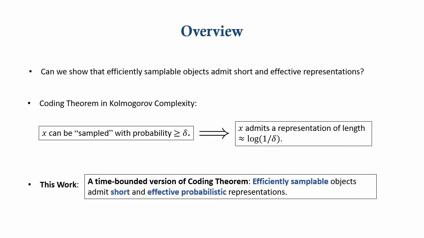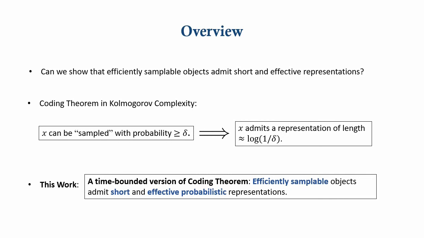Let me first give an overview of our work. We are interested in the following question related to data compression. Can we show that objects that can be efficiently sampled also admit short and effective representations? Here, short means we can compress the objects into few bits, and effective means given this compression, we can decompress and recover the object relatively efficiently.